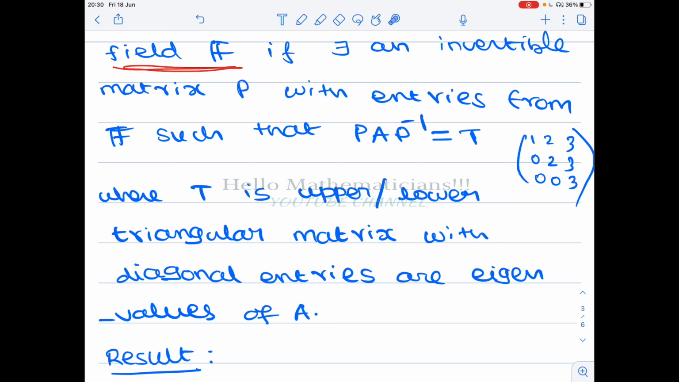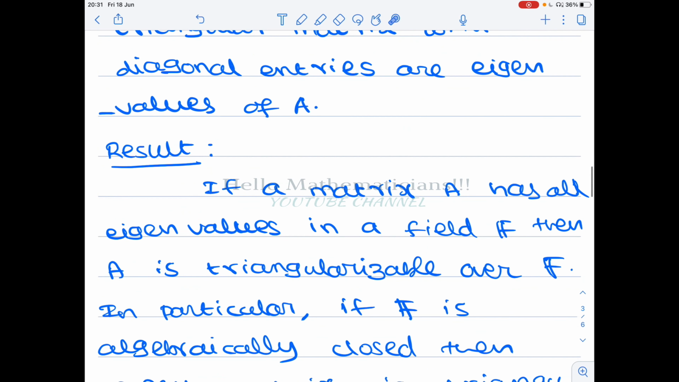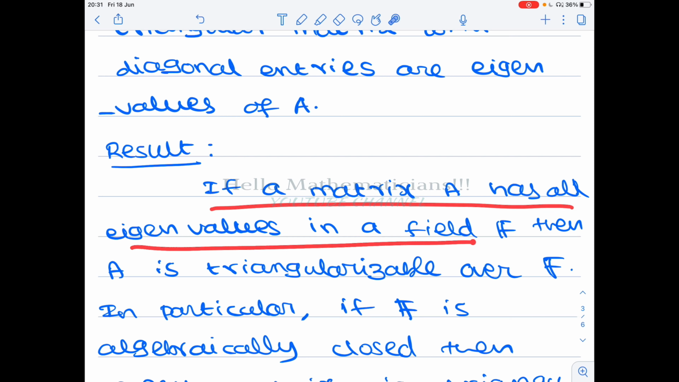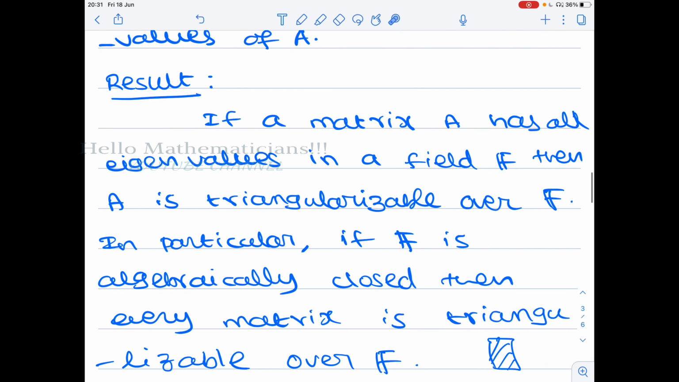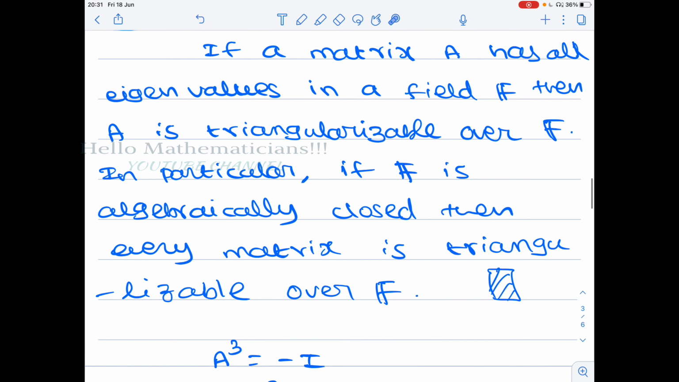So we have seen many results for diagonalizing a matrix. Here we have a necessary and sufficient condition for triangularizing a matrix. If a matrix has all its eigenvalues in a field F, then A is triangularizable over F. This is also a necessary and sufficient condition; you can think of it as an if and only if. If A is triangularizable over F, then it has all the eigenvalues in the field F also. The proof of this result can be seen in the linear algebra books of Ryder and Hoffman and Kunze. In particular, if F is algebraically closed, then every matrix is triangularizable over F.